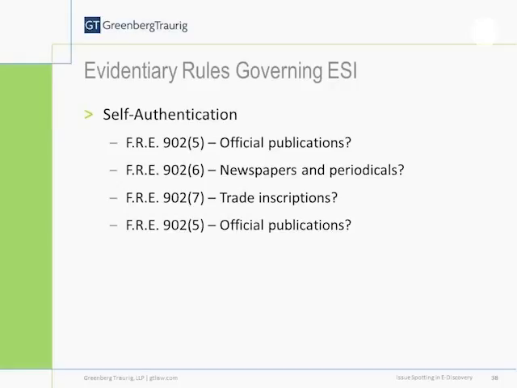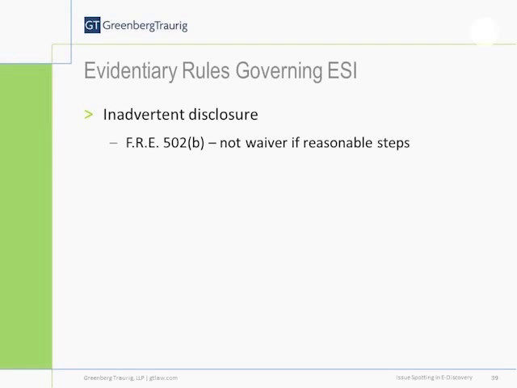But is the front page of a website a newspaper or periodical, even if it belongs to the New York Times, for the purposes of self-authentication? What if someone copied it? What if someone PDF'd a website on a given date, and now it's on their computer? Do you have a self-authenticating document? So as you're thinking about the scope of what you're trying to collect and what's relevant to your case, you should be thinking about some of these rules.